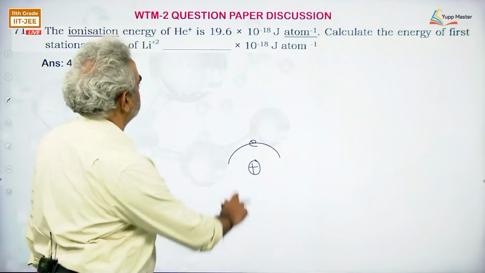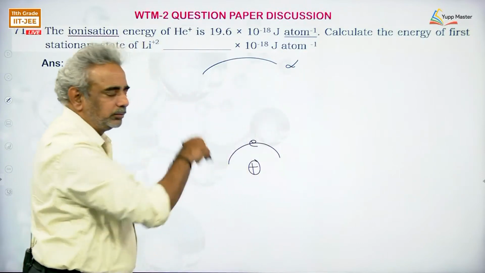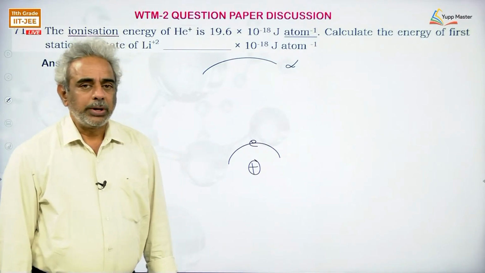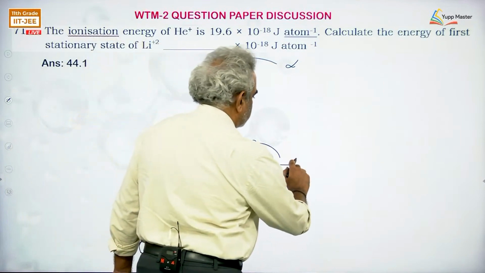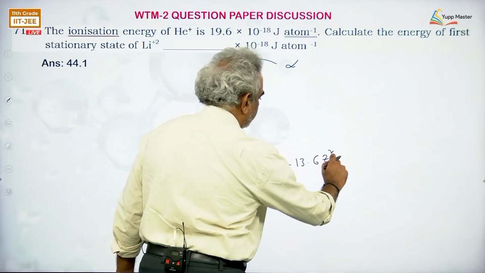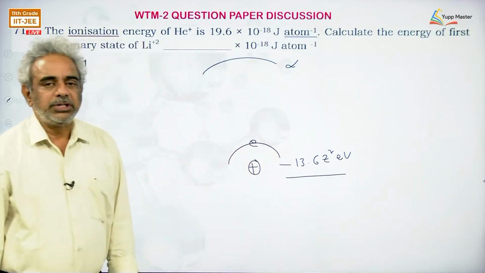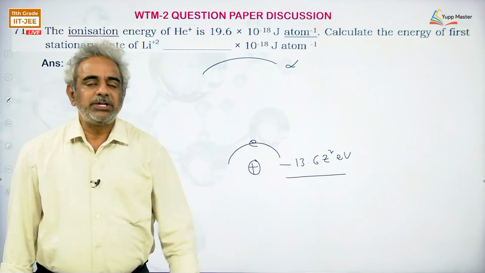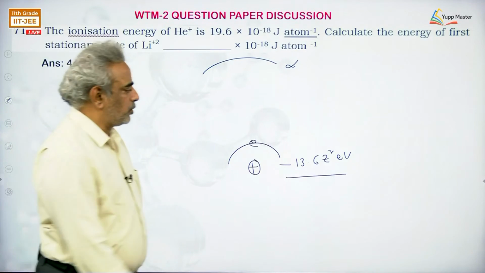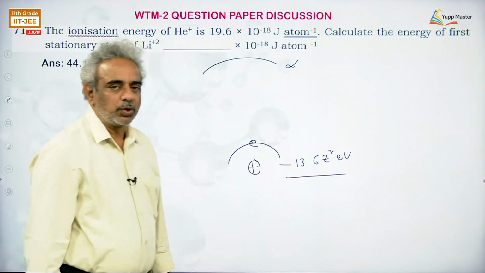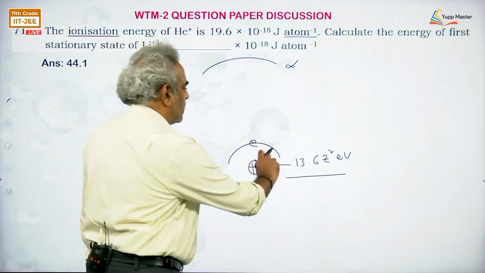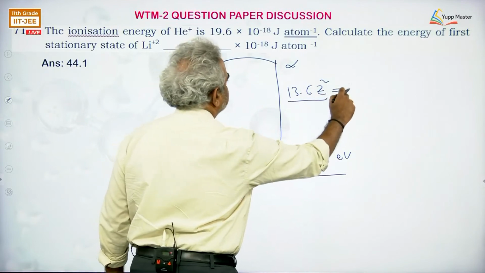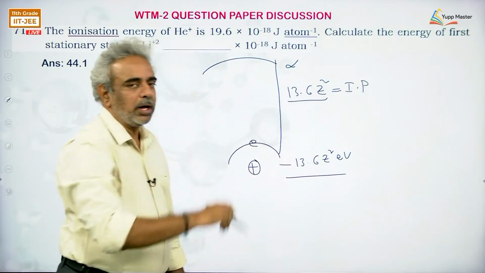It means you have to shift this electron to the infinite orbit, where the energy of the electron becomes 0. So indirectly, what am I telling? Whatever is the energy of the electron in the first orbit has to be made 0. Minus 13.6 Z square has to be made 0, so I have to supply plus 13.6 Z square. So the energy gap is 13.6 Z square. Can't I call this the ionization potential?